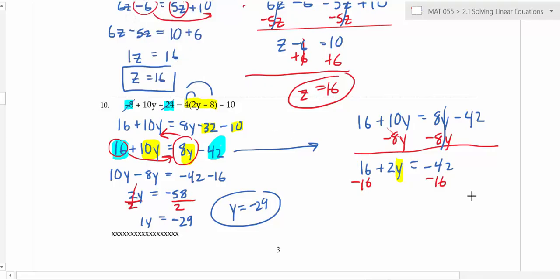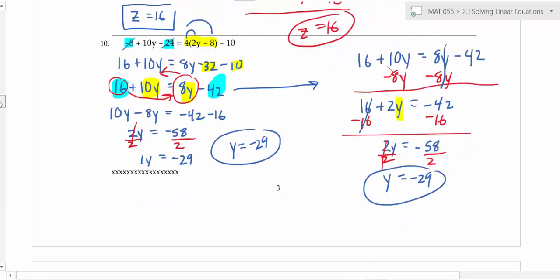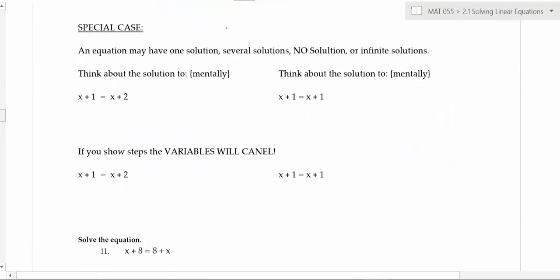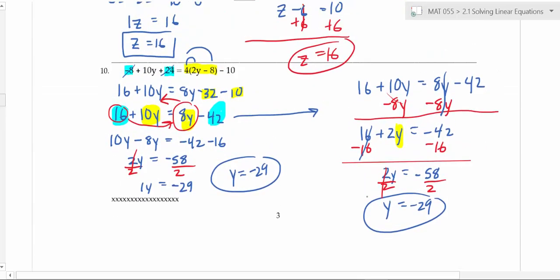Okay, when you do that, you could draw a line if you wanted to. What you'd have is that's 0. So that's 2y, and then that's negative 58. Then you can divide both sides by 2. That'll get y by itself, so you have 1y equals negative 29, like that. Okay, now what we're going to do is some special cases on the next page. So I'll pause this just for a second.